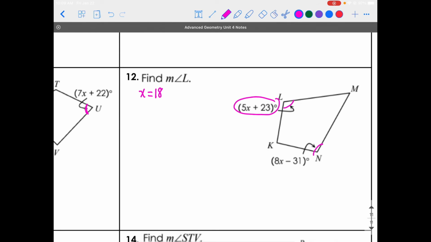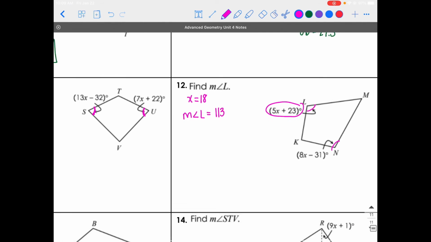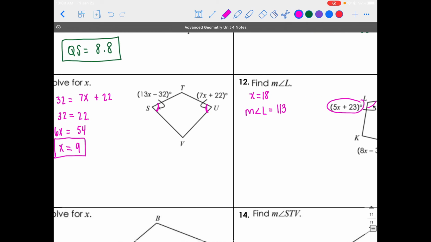Now I want you to actually try this one and make sure that you get 18 for x. So pause your video. You get 18. I said angle L, but I meant to say 18 for x, and the measure of angle L is 113. So I want you to actually work this one out to make sure that you got it.